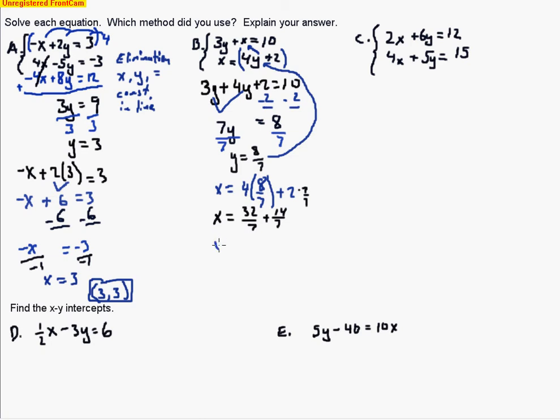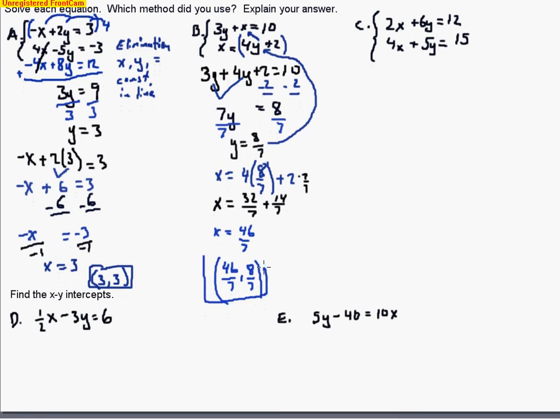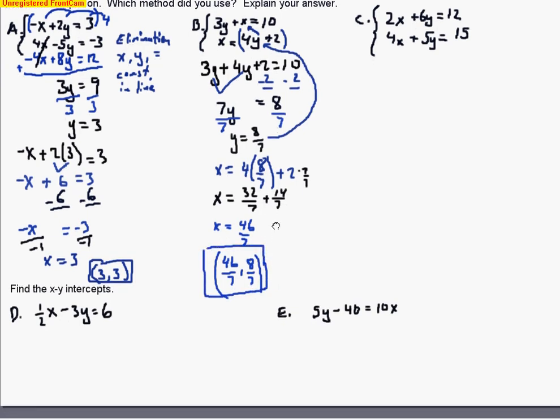So x equals, and then I add that stuff, and that makes 46/7. So there's my answer. I'll rewrite that as an ordered pair, 46/7, comma, 8/7. So you'll see problems like that on tonight's homework as well, where they just don't quite make the nice clean numbers we're used to seeing.